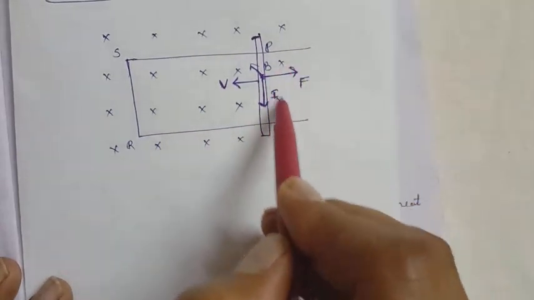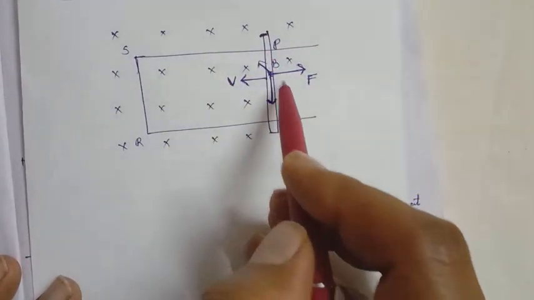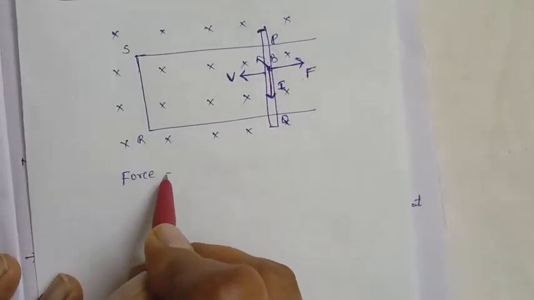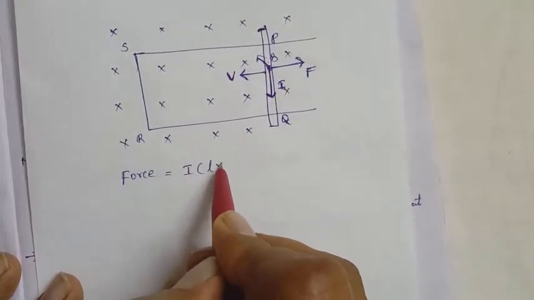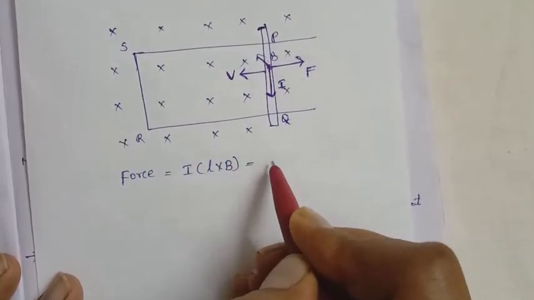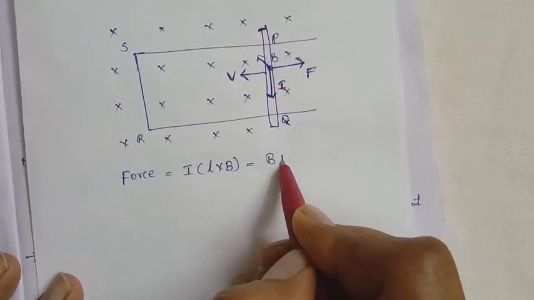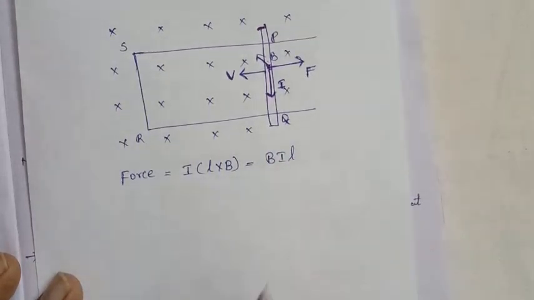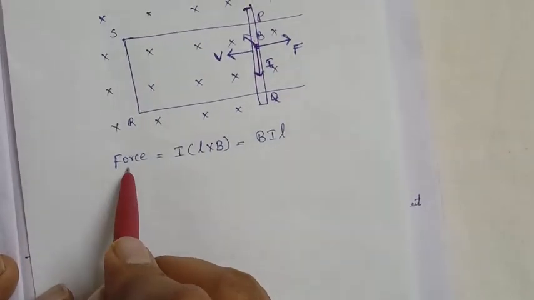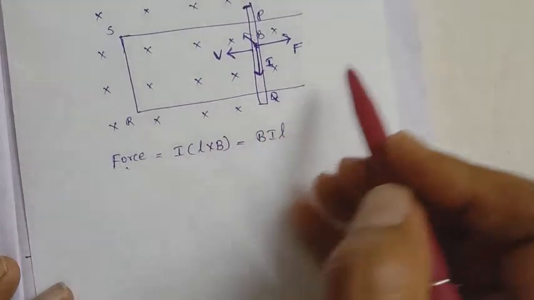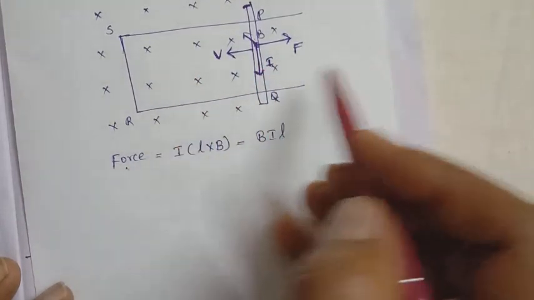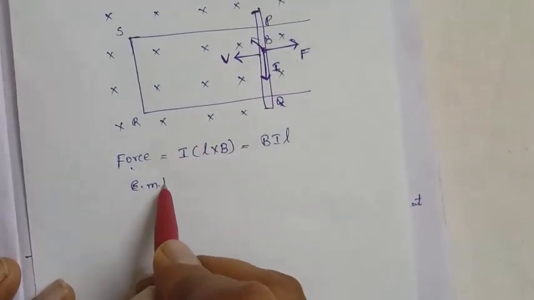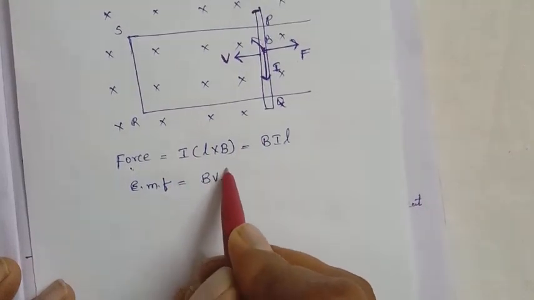So what is this force? It is related to B and I. This force is equal to I(L × B), a formula you already know. That is equal to BIL sin θ, where θ is 90 degrees. That is why the force is F = BIL. Against this force you are doing work. At that time, what is the induced EMF? Already you derived EMF equal to BvL.